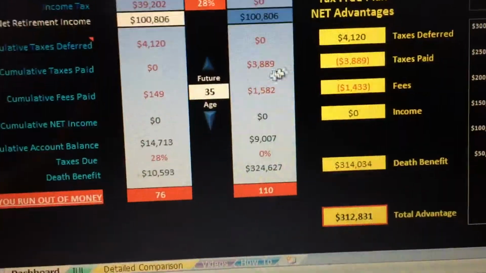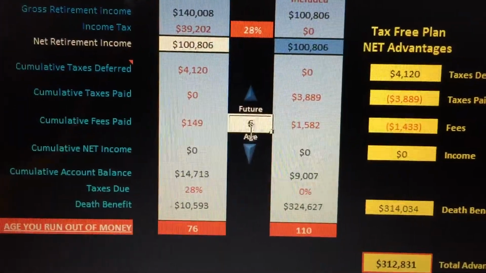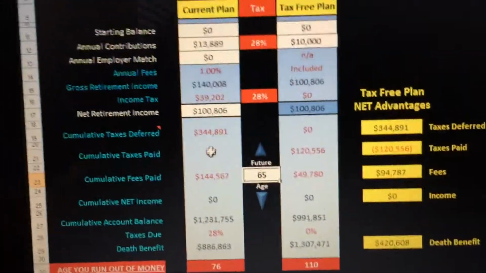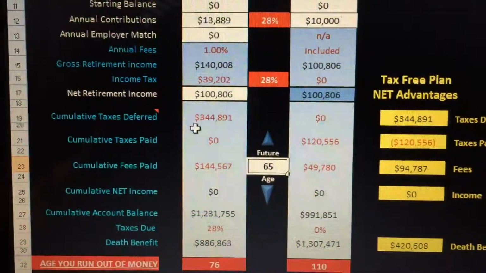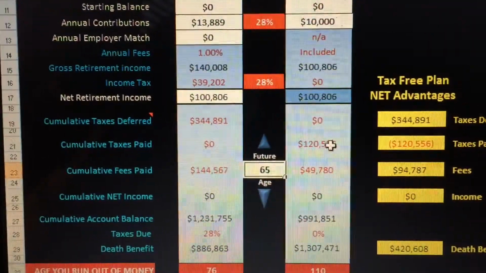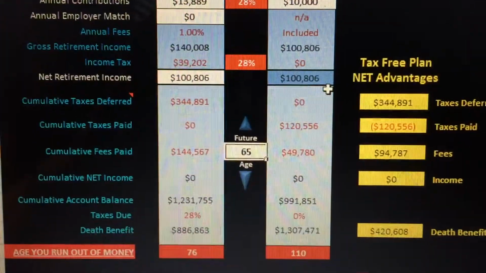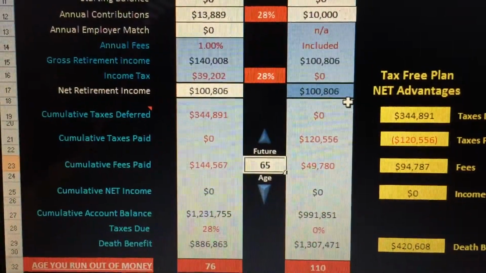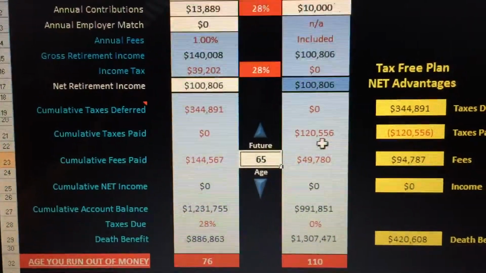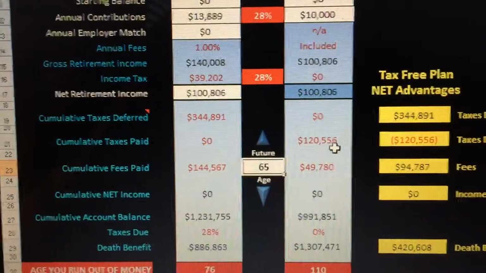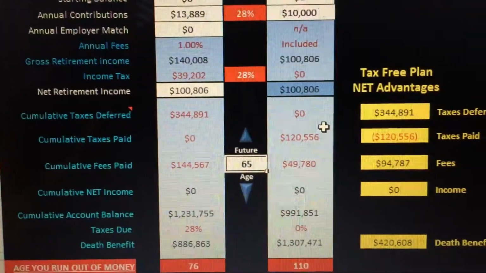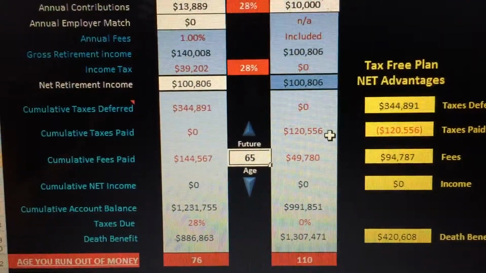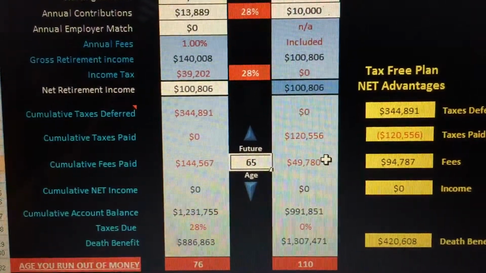So next, let's go ahead and bump this age up to 65, which is the last year this person will be contributing money. So as you can see here, look at this number right here. They have deferred $344,891 over the last 30 years. But in the next year, you'll see they'll start paying Uncle Sam. Okay, so over here on the right, we have already paid Uncle Sam. Why? Because this money that we're funding the IUL with is after-tax dollars. As you can see here, we've already paid Uncle Sam $120,556.